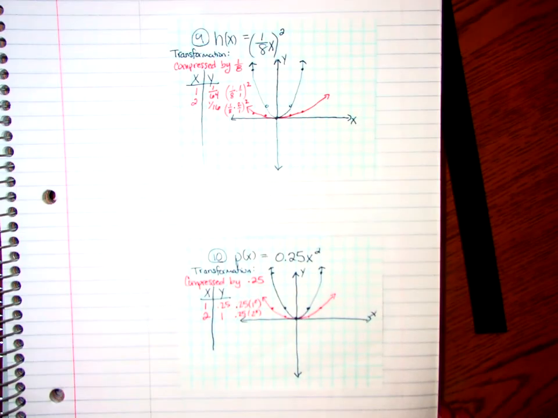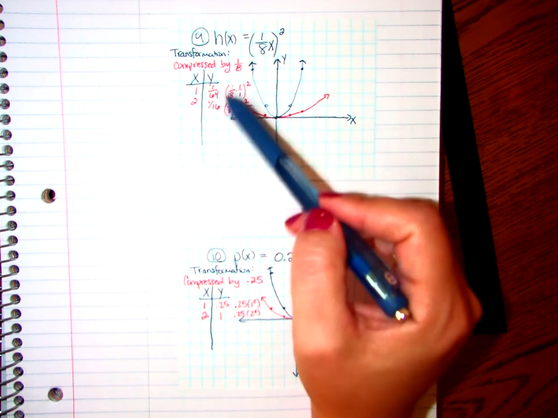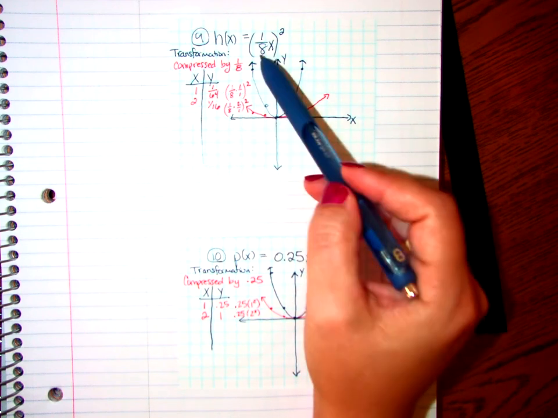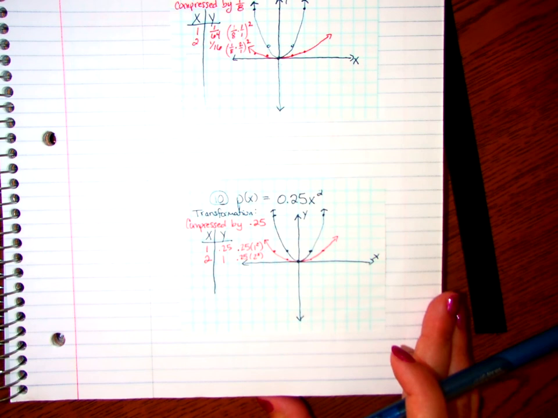Number 9 was a compression, so you see how it got wider. And again, XY chart, because there's an a. 10 was also a compression, but not as steep as 9.